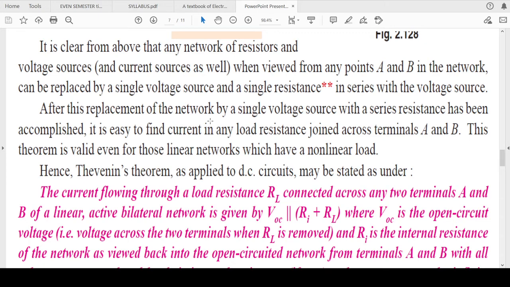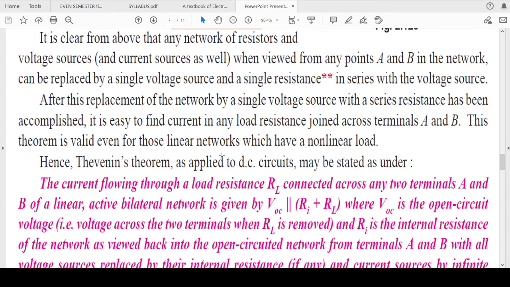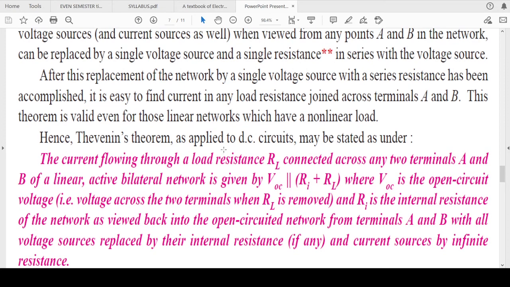So any network of resistors and voltage sources, when viewed from any points A and B in the network, can be replaced by a single voltage source and a single resistance in series with the voltage source. After this replacement has been accomplished, it is easy to find the current in any load resistance joined across terminals A and B. This theorem is valid even for those linear networks which have a non-linear load. So the current flowing through the load resistance RL connected across any two terminals A and B of a linear active bilateral network is given by VOC by RTH plus RL. So VOC is the open circuit voltage.